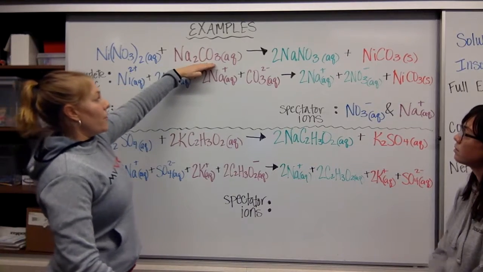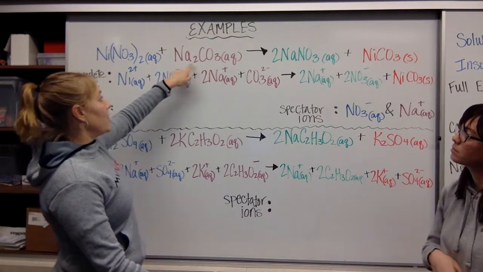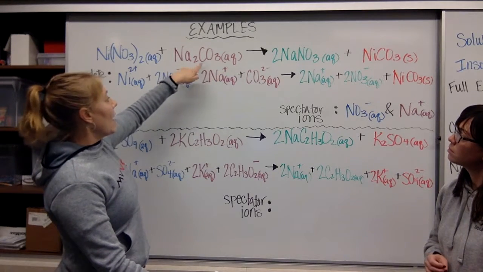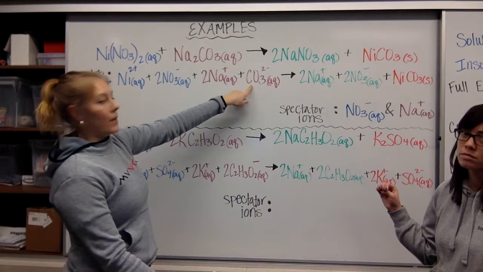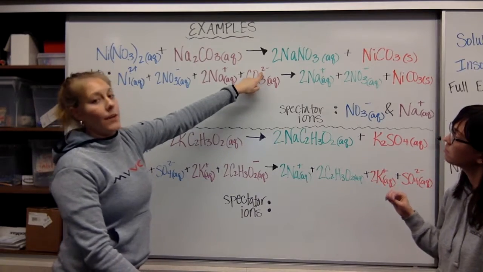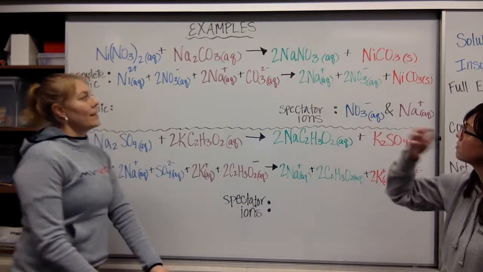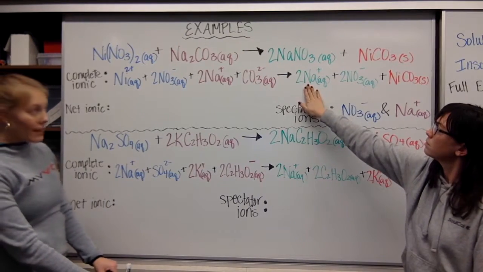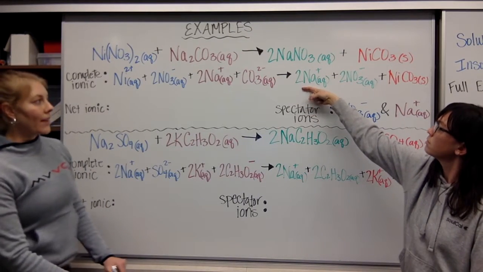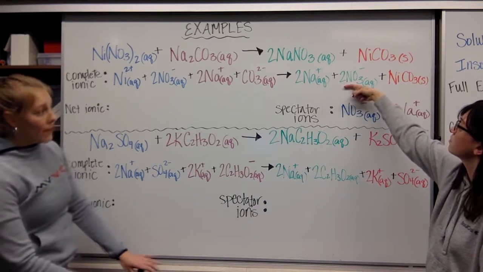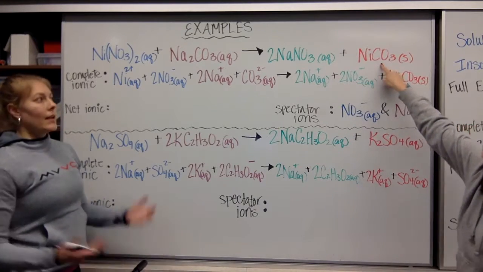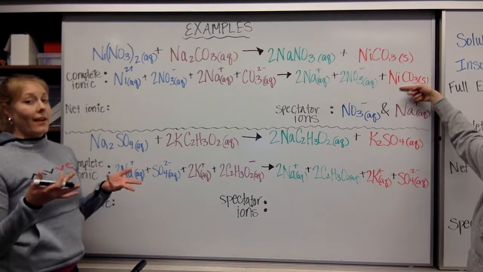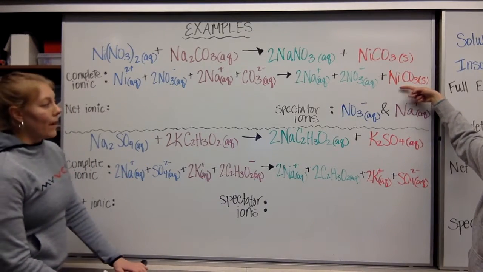We have Na2CO3, which is breaking down into 2 Na+, sodium has a plus charge, and 1 CO3, carbonate, which has a 2- charge. Both are aqueous. Over there, NaNO3 is aqueous, so it's also breaking down into its ions, 2 Na+ and 2 NO3-. Both of them are aqueous. Nickel carbonate is a solid. It cannot dissolve, it can't break into its ions, so we're keeping it as a compound there.